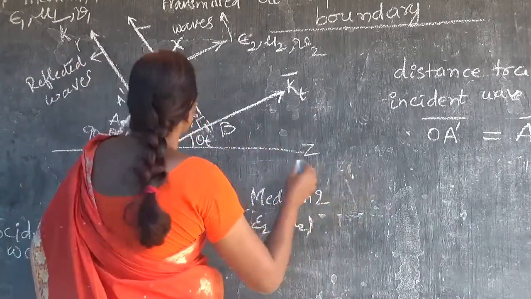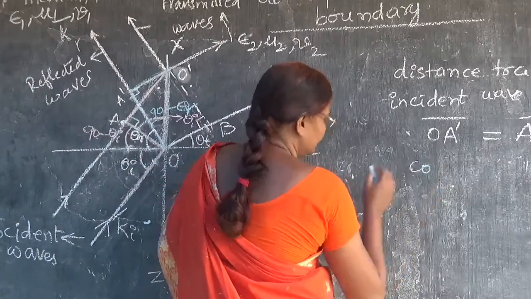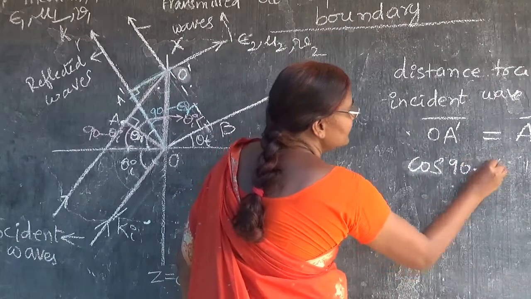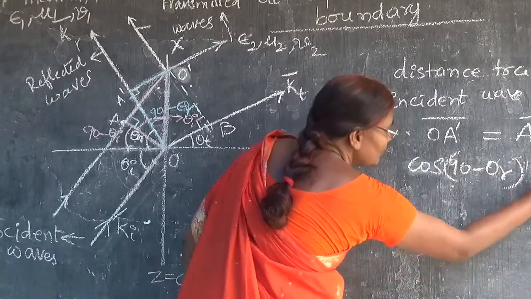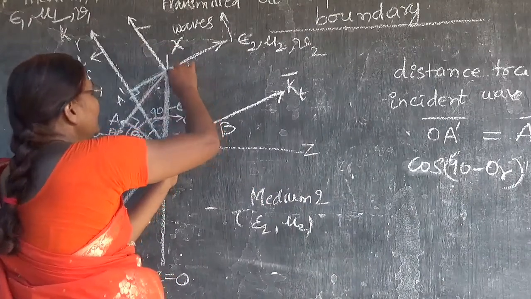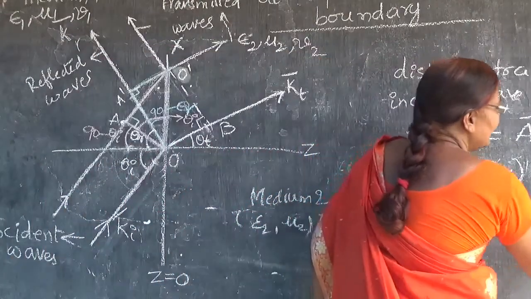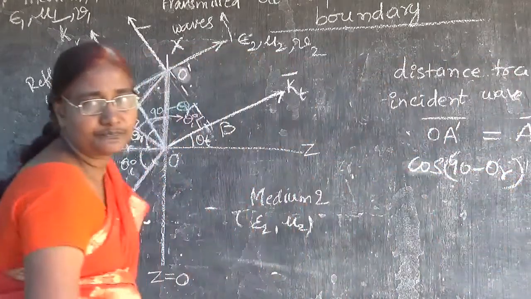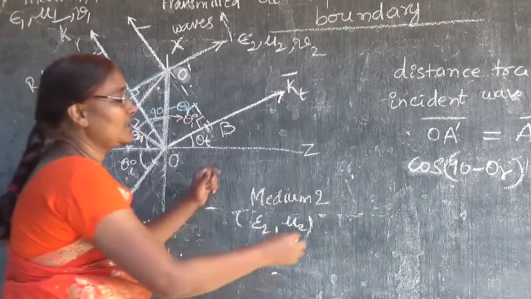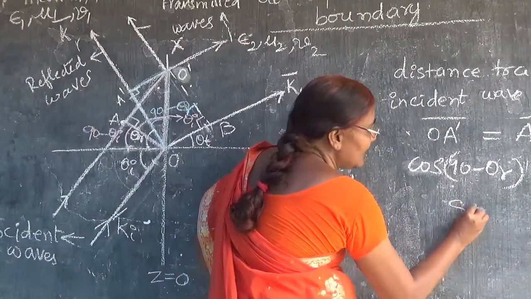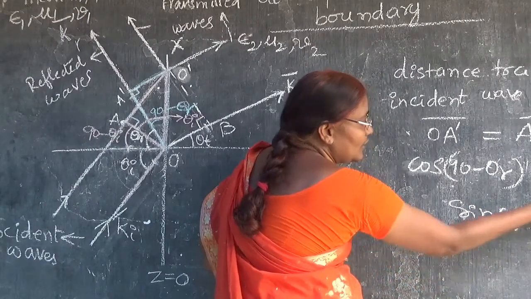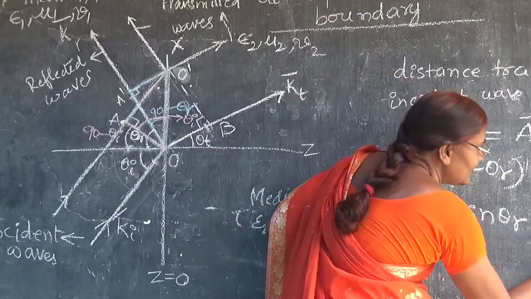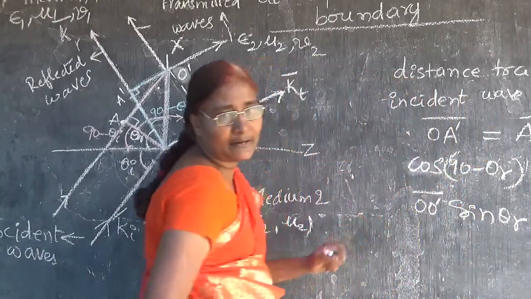So I can write cos of 90 minus theta r must be equal to adjacent side by hypotenuse, that is OA dash by OO dash. What is cos of 90 minus theta? Sin theta. Cross multiplying, OO dash sin theta r must be equal to OA dash bar.